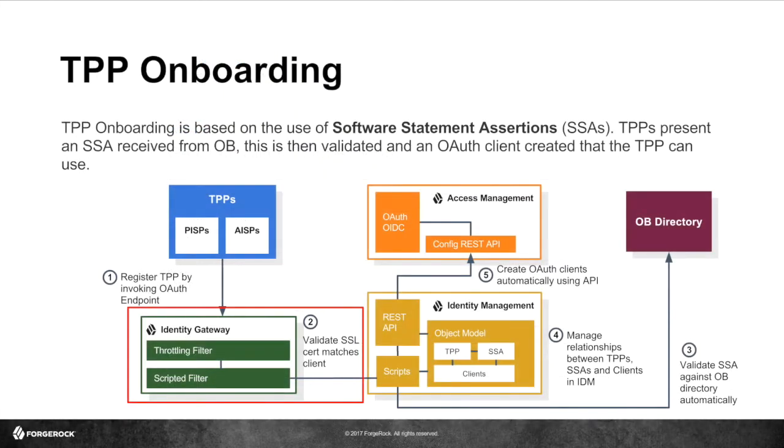So what ForgeRock tech was involved there? Firstly, our identity gateway is retrieving the subject DN from the TLS certificate and is passing this and the registration request to identity management. IM checks the cert subject is the same as the client name and will also be configured to call the Open Banking REST API to validate the SSA when that's available. IM generates managed objects for the TPP, SSA and OAuth client profile, which we can now take a look at.